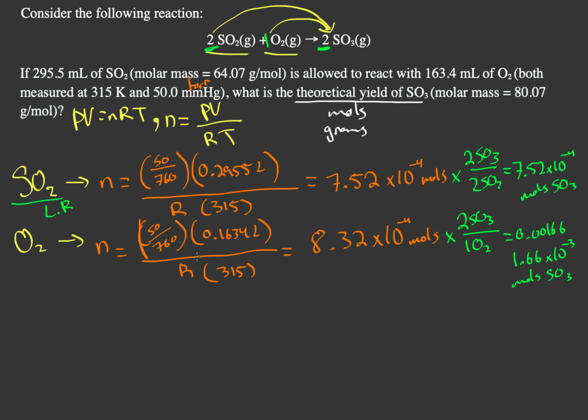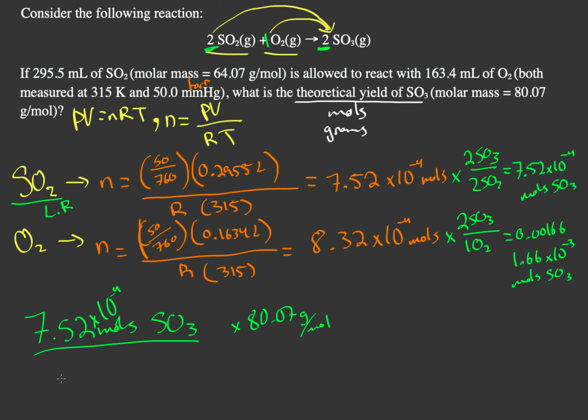So LR for limiting reactant. So that's how many moles of SO3 we get. So we get 7.52 times 10 to the negative 4 moles of SO3. My bad. So if we have that many moles of SO3, we can stop right there and say this is our theoretical yield. But if we wanted it in grams, we just multiply by 80.07, which is our molar mass.